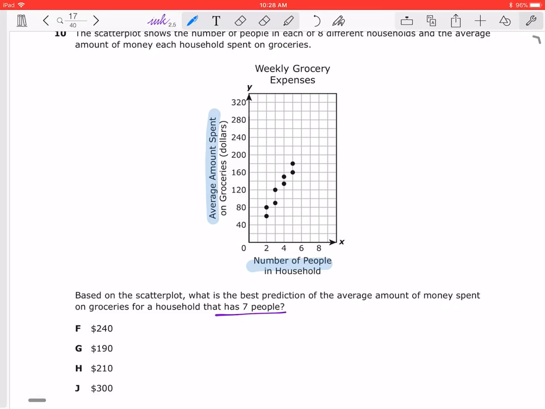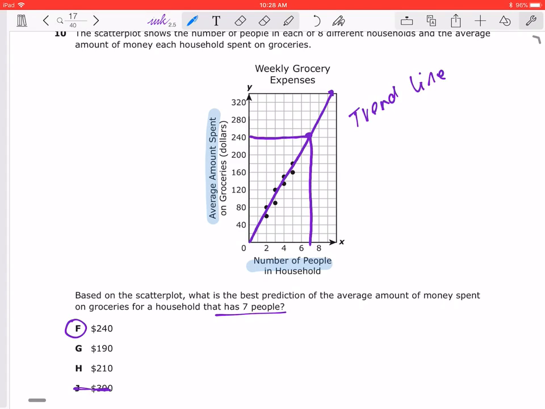So we're gonna use what's called a trend line, or line of best fit. All I'm gonna do is draw a line as straight as possible, and it's gonna go right through my points there. And now I'm gonna look at 7 people, and that's gonna go right by here. I'm gonna look at where that goes. Oh, bam, right off the bat, my value is gonna be F.